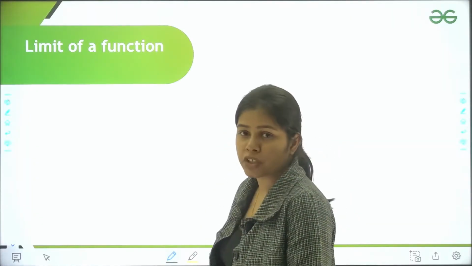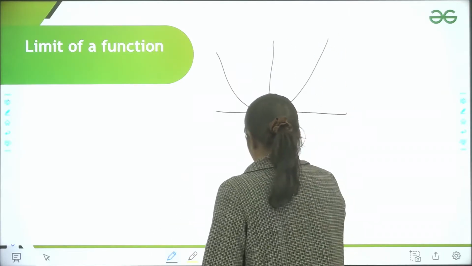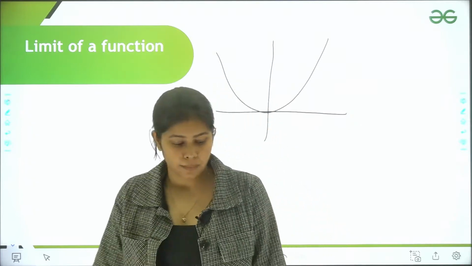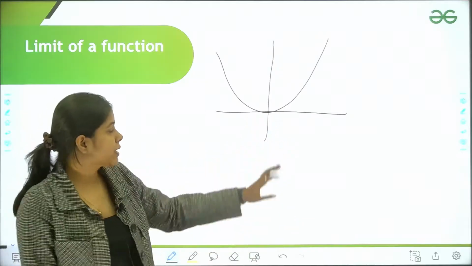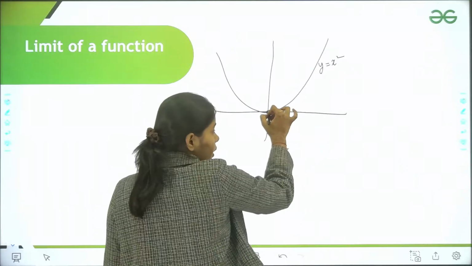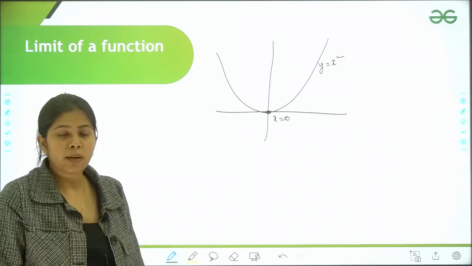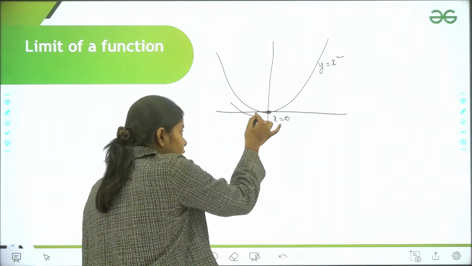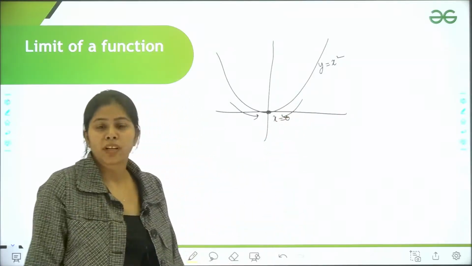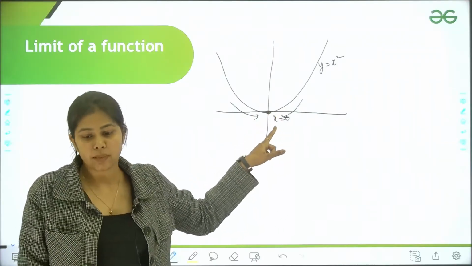Next is limit of a function. Guys, what is limit of a function? Let's suppose we have this graph, y is equal to x square. I have to find out how my graph is behaving at x is equal to 0. So what I am trying to do here is approach x equal to 0 from the left hand side, and approach x equal to 0 from the right hand side. If I reach a single point, then I'll say that limit exists, otherwise limit does not exist.